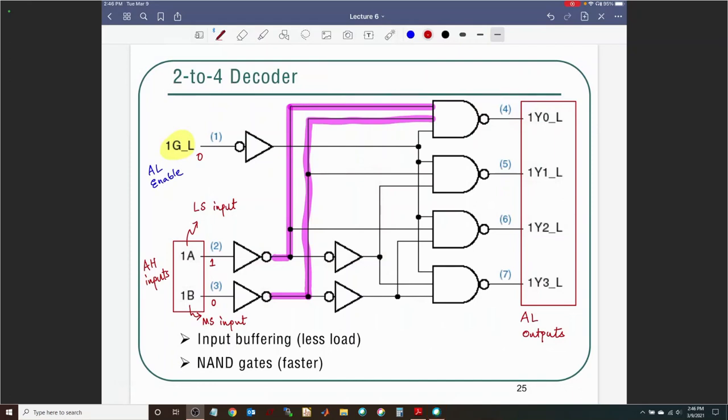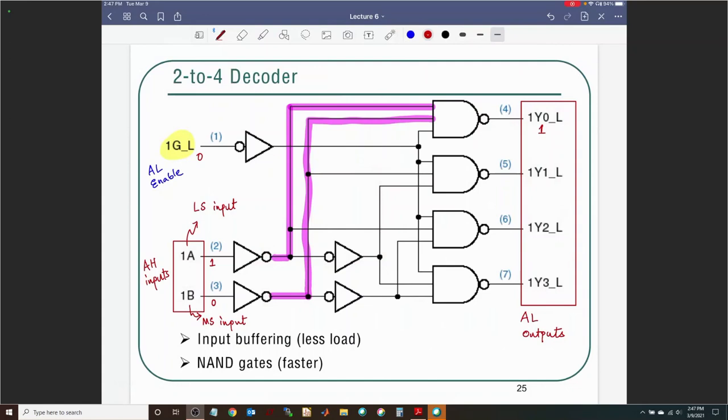Can you guys tell me what the 4 outputs are going to be in this case? Y0, Y1, Y2, Y3, in that particular order or in the reverse order? Y0_L is an active low output. For this particular input sequence of 1 and 0 for A and B, is Y0 active or not? It's going to be inactive, right? If it is inactive, it will have a value of 1, because that's not active.